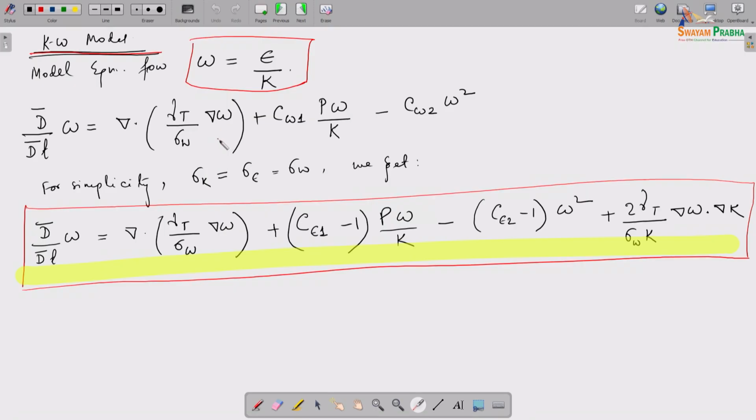I have a convective term there, and for simplicity we assume this, then we get this, and this is the entire equation that we get. You can see this is the convective term, which is interesting. So this is the convective term where there is a gradient of the diffusion, and this is interesting. There is a gradient of the diffusion in the direction of the gradient of the kinetic energy. Okay, that's the K omega model.